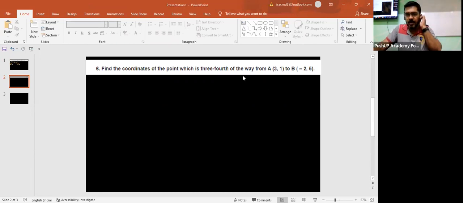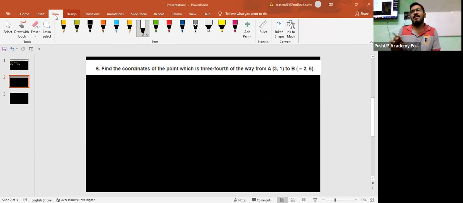Caitlin, please re-log in. The next question. Find the coordinates of the point which is 3/4 of the way from A to B. Just that they have framed the question in such a way. It is not trisection. It is 3:4, isn't it? Just that they had framed the question in a different way, children.